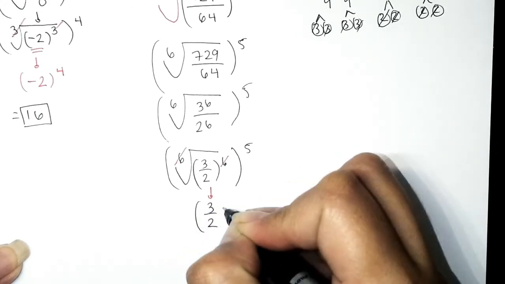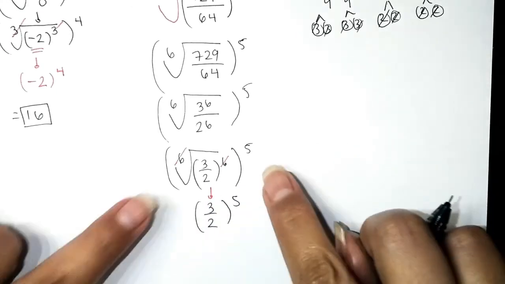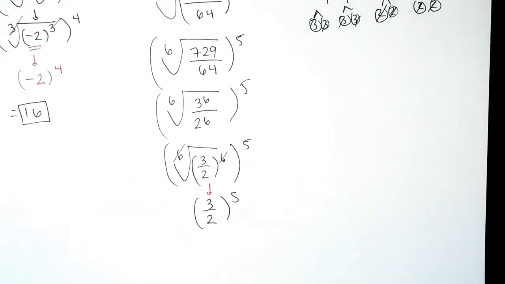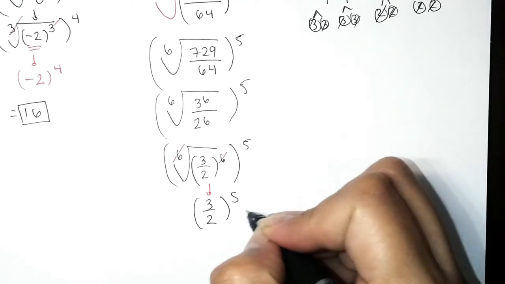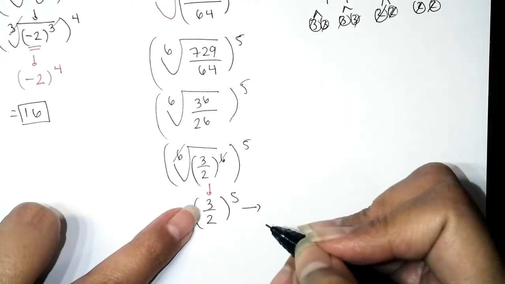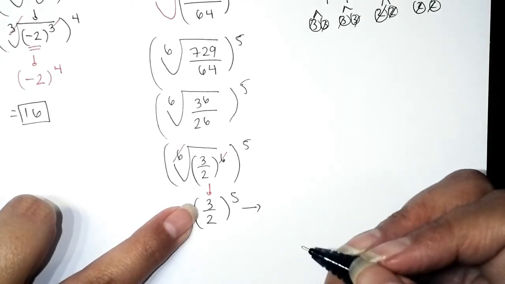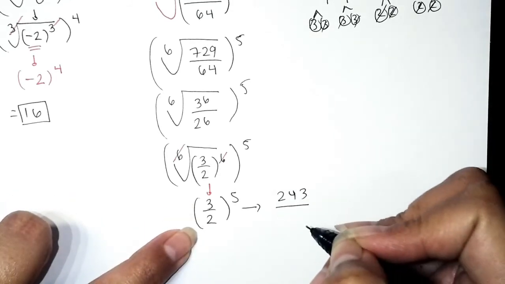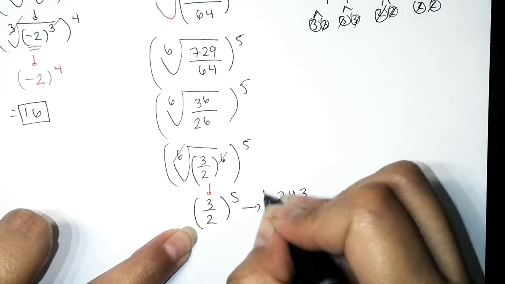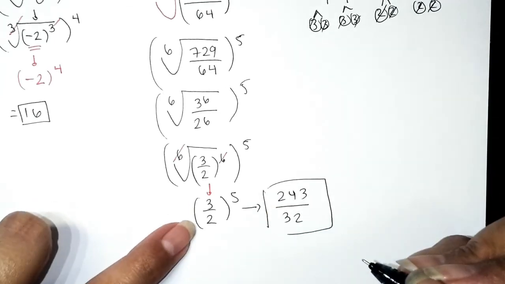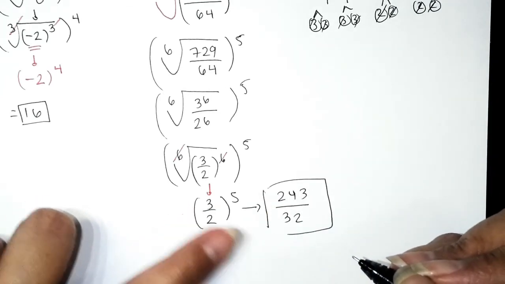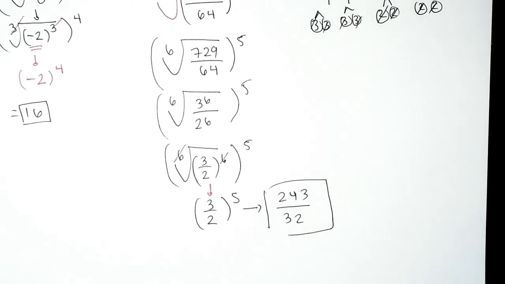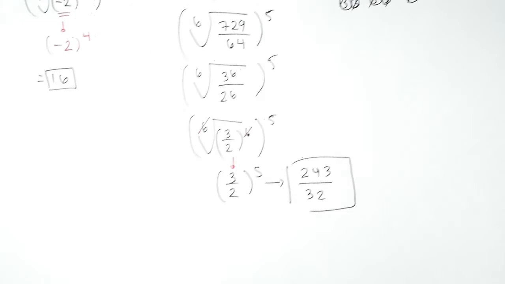We bring down the rest of the problem. This is being wrapped up and raised to the 5th power. We take our time and then we just evaluate it. 3 to the 5th power. Who has a calculator? It's 243. 2 to the 5th power, that will give us 32. We couldn't reduce this fraction, so when we raise it to some power, we shouldn't be able to reduce it either. Okay, that's problem number 5. Let's go ahead and do problem number 6, and then we're out.